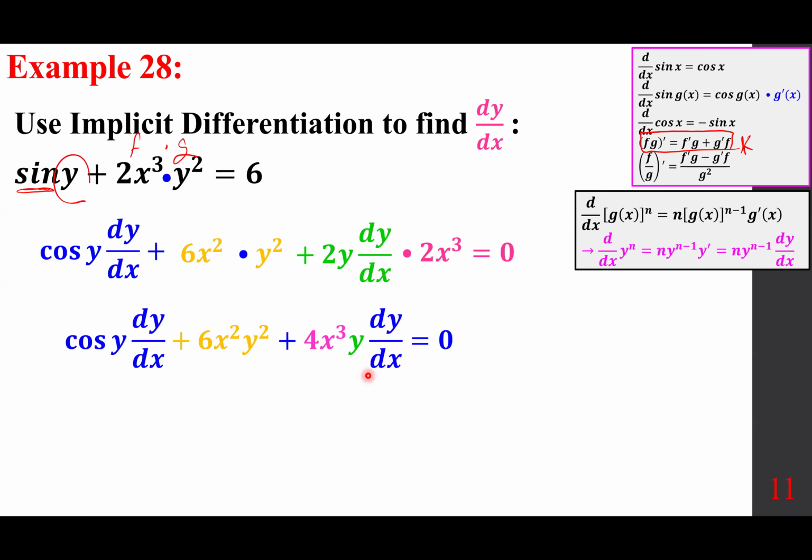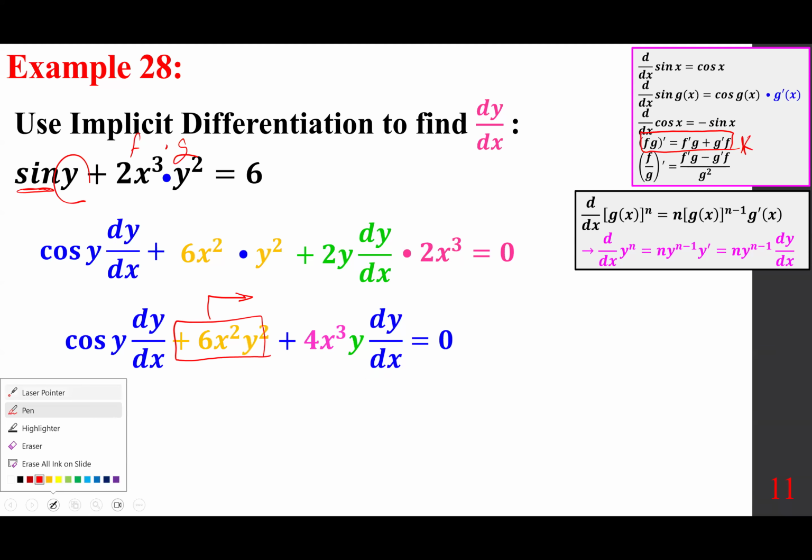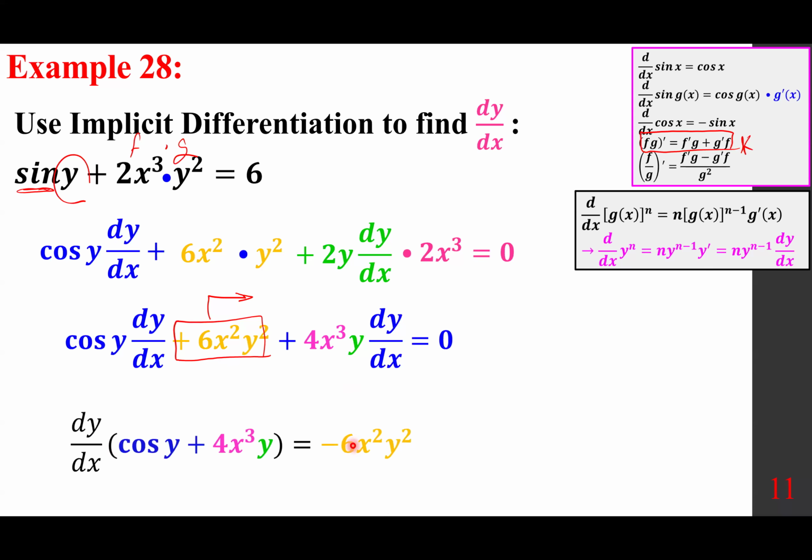Because we want to solve for dy/dx, we're going to move 6x squared y squared to the right, and on the left side, so that becomes negative. On the left side, if I take the dy/dx out, it's cosine y plus 4x cubed y. And obviously, dy/dx is the right side divided by the parentheses. So dy/dx becomes negative 6x squared y squared over cosine y plus 4x cubed y. Pretty straightforward, everybody.